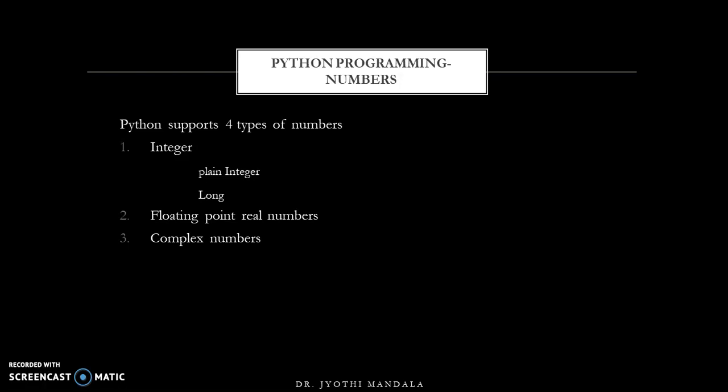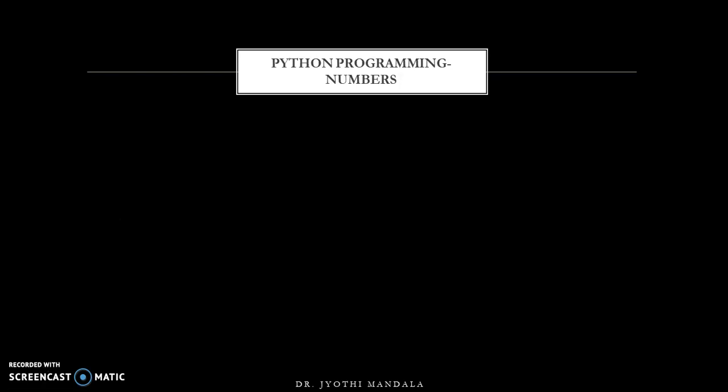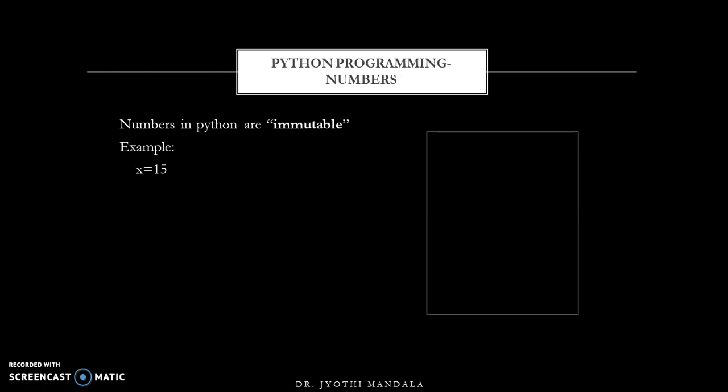Before going to learn about these types, I want to tell a feature which is there in Python: whatever number you are storing in a variable, those values which are stored in memory are called immutable. That means numbers in Python are immutable. Let me explain this with a simple example. Let us consider you are trying to store a value of 15 in a variable x. Whenever you are storing the value 15 in x, in the memory a location will be allocated for x and it will be stored with the value 15, and the address, as an example I have considered 1002, will be pointed to by x.